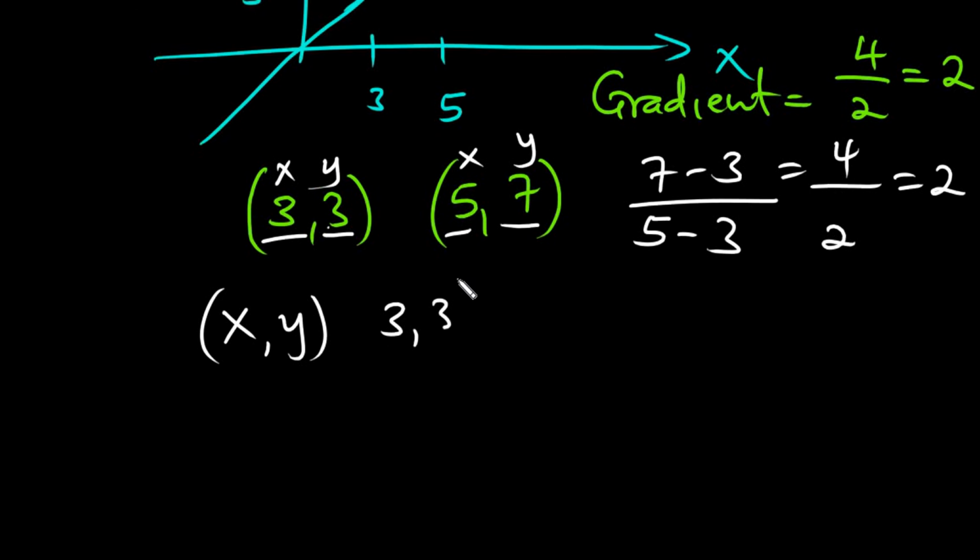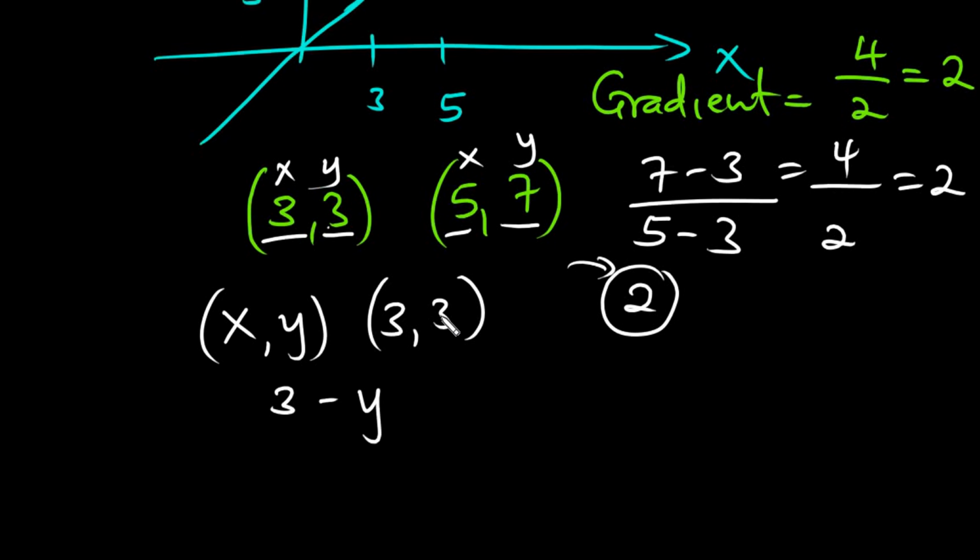Let me go with 3, 3. And we now know that the gradient of this line is 2. So we are going to try and find the gradient using these points, and then we can equate it to 2. So let's try to get the gradient. Let's start with the change in y. So we have 3 minus y.